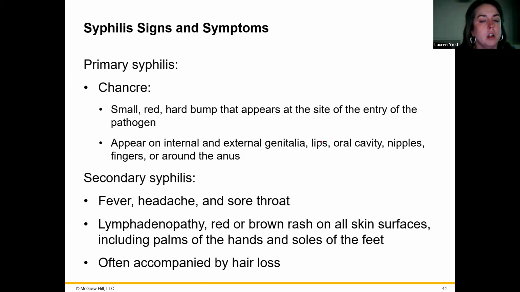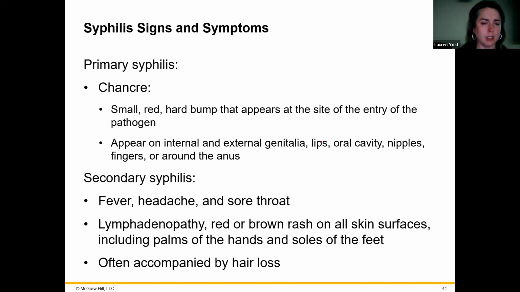You get the idea. So this will appear on the external and the internal genitalia, depending on where the actual bacterium literally gets into the body. But it is small and it tends to be relatively painless. That's just the first stage of syphilis.